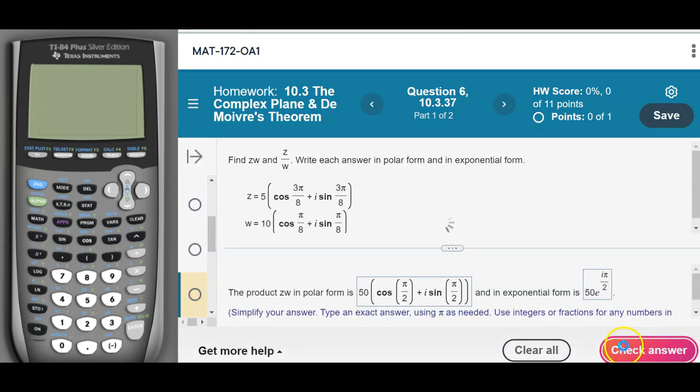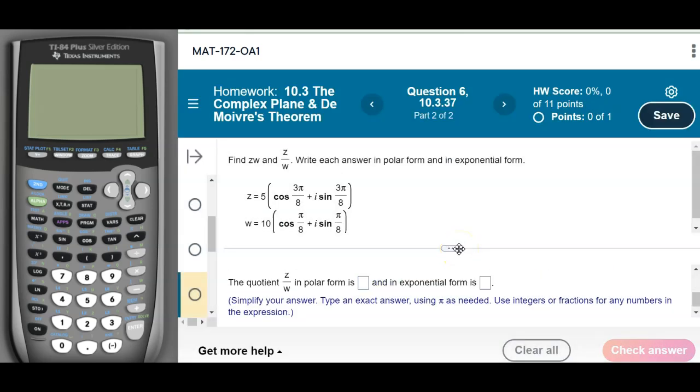There's the exponential form. Now when we divide, the only difference is we divide the number out front, the 5 divided by 10, and then we're going to subtract the arguments. So the 3 pi over 8 minus pi over 8. So we're going to have 5/10, I'm going to simplify this on the next step. 5/10 parentheses cosine. Subtracting, I get 3 pi over 8 minus pi over 8 is 2 pi over 8. But just like before, that will reduce to simply just pi over 4. All right, and then we add to that i times the sine of pi over 4.